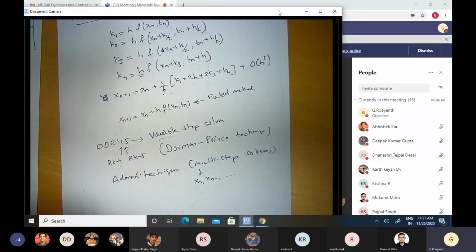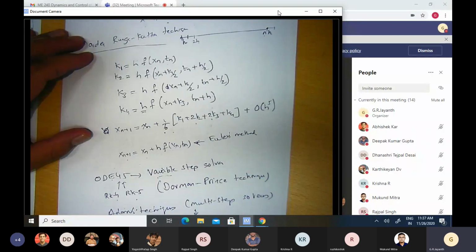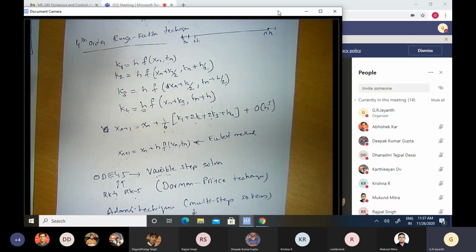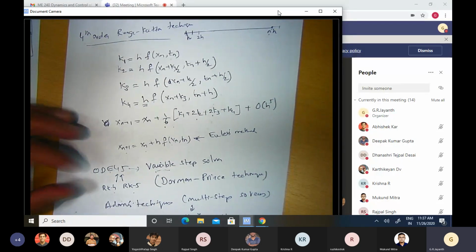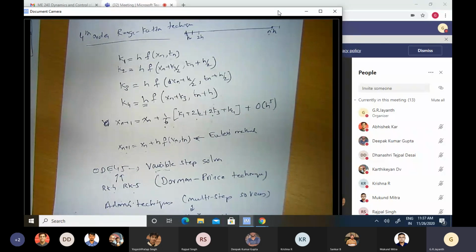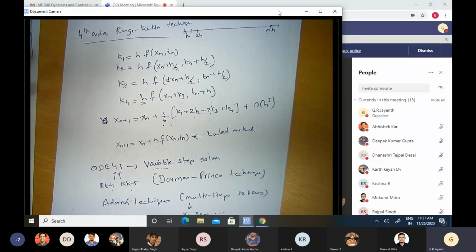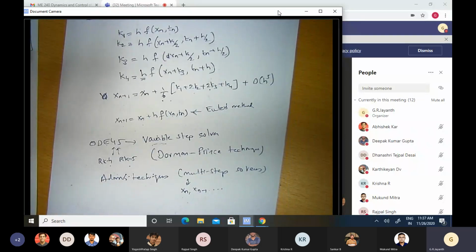Okay, so you have therefore Runge-Kutta as your workhorse, the most basic of all solvers. Okay, and which is perfectly acceptable for most problems that we encounter. And in case there is a need to refine the step size along the way, then the MATLAB solver ODE45 automatically does that for you. So ODE45 is a Runge-Kutta solver, but with adaptive step size. Okay, multi-step solvers are also available, which are based on what is known as the Adams technique.